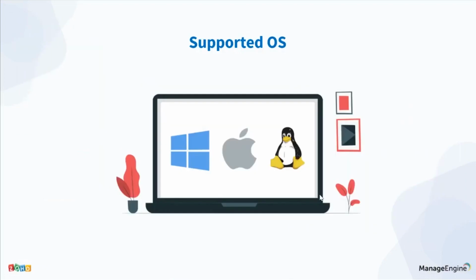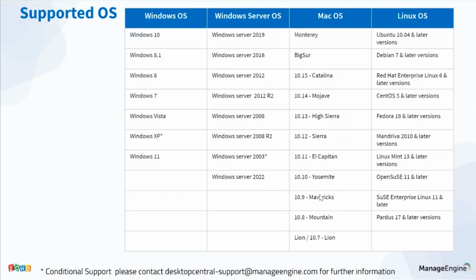Let's quickly take a look at the supported operating systems. Desktop Central, as you know, can be used to manage Windows, Mac, and Linux endpoints. The Desktop Central server, however, has to be hosted on a Windows platform. So here we have the complete list of operating systems that are supported by Desktop Central. To know more, you can contact our support team.